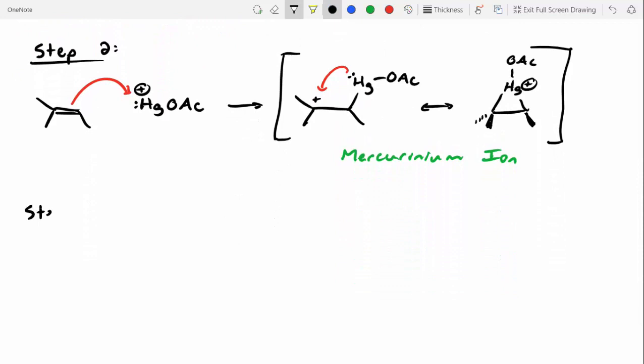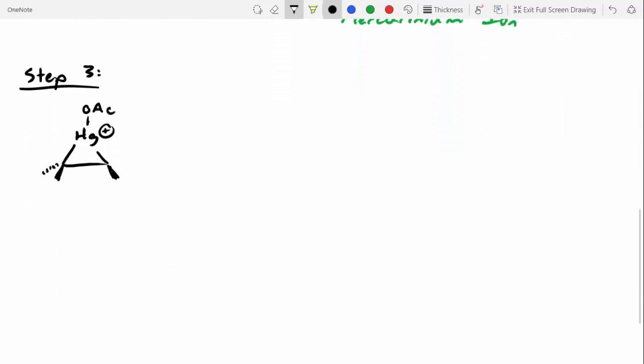All right, step 3. Now that we've got our mercurinium ion, it's somewhat unstable due to the ring strain. And I'm going to draw these as dashes and wedges just to show some perspective. Now if we have an alcohol like water, I'm going to draw this as just OH2 with 2 lone pairs. This alcohol is going to end up attacking the underside of this mercurinium ion.